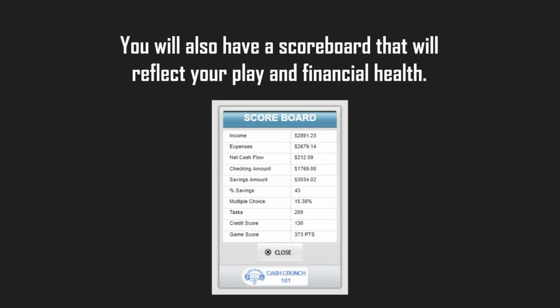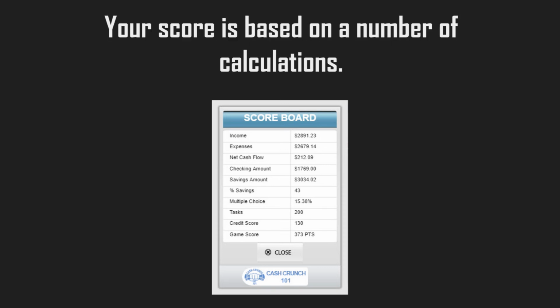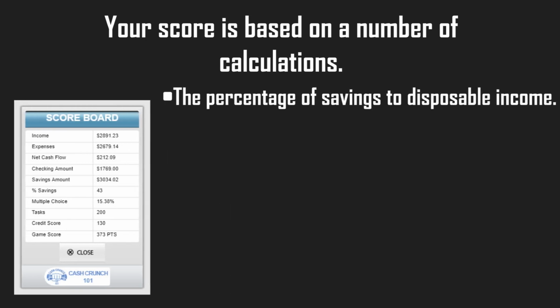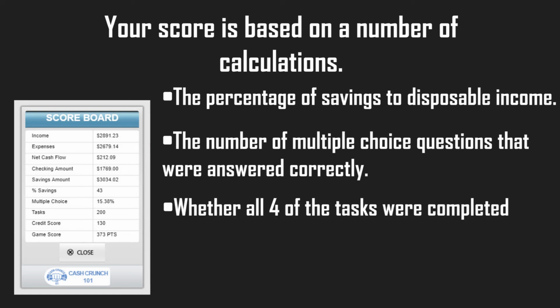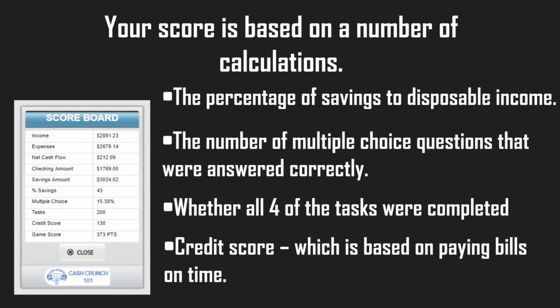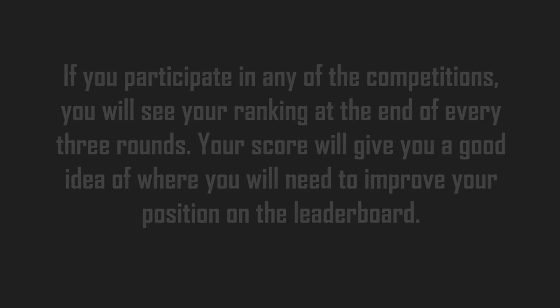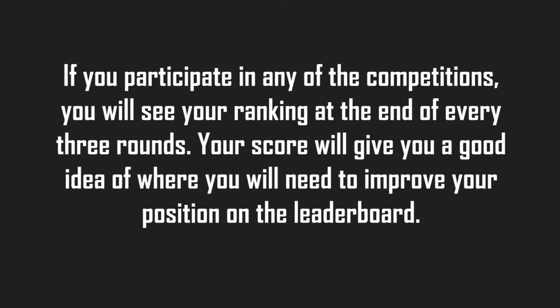You will also have a scoreboard that will reflect your play and financial health. Your score is based on a number of calculations: the percentage of savings to disposable income, the number of multiple choice questions that were answered correctly, whether all of the 4 tasks are completed, and your credit score, which is based on paying bills on time. If you participate in any of these competitions, you will see your ranking at the end of every 3 rounds.